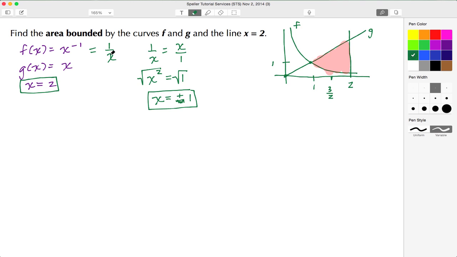So for the reciprocal function, when I put in a 3 halves, it actually flips it to the reciprocal, which is 2/3. And for g of x, when I put in 3 halves, the answer is still going to be just 3 halves. Well, 3 halves I know is the same thing as 1 and a half, and 2/3 is decimal point 6 repeating. So here we see that function g is the greater function, which means that function has to be listed first when we create our integral.